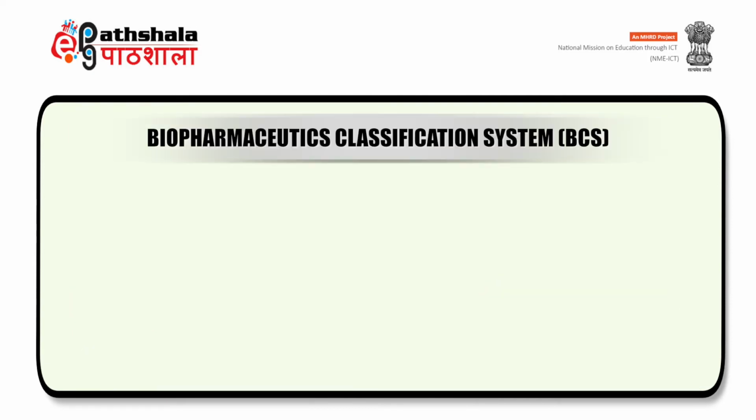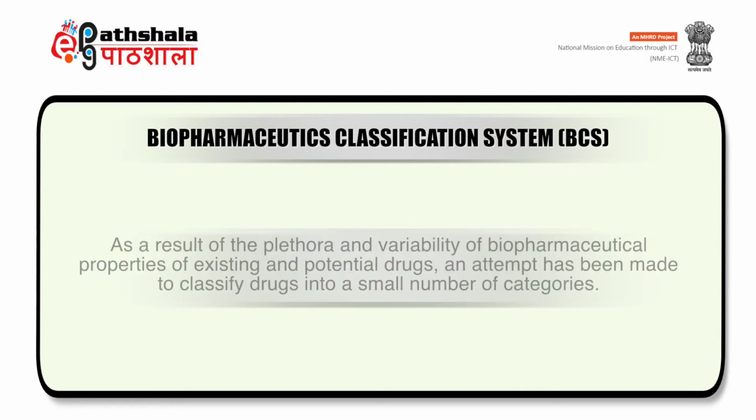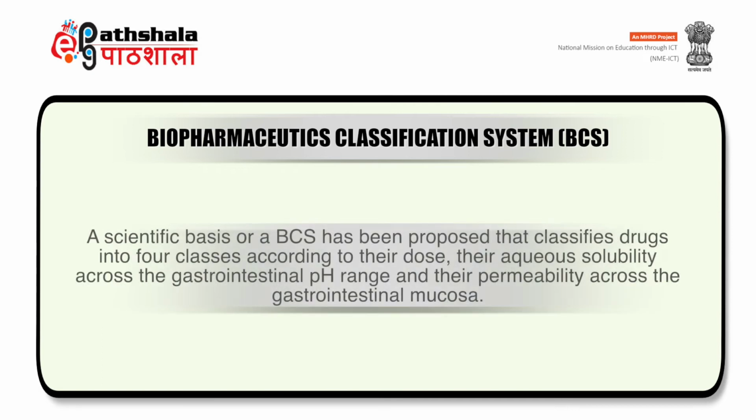Let us understand the biopharmaceutics classification system, known as the BCS. As a result of the plethora and variability of biopharmaceutical properties of the existing and the potential drugs, an attempt has been made to classify the drugs into a small number of categories. A scientific basis or a BCS has been proposed that classifies the drugs into 4 classes according to their dose, their aqueous solubility across the gastrointestinal pH range, and their permeability across the gastrointestinal mucosa.